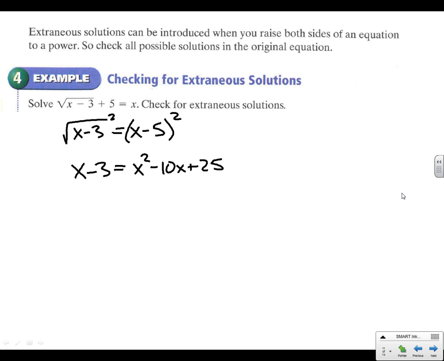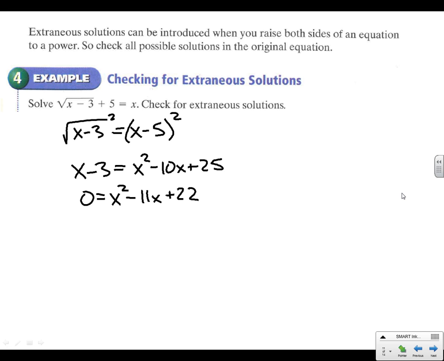And now we need 0 on one side. So this is where the skills check comes in. x squared minus 11x, and we're going to add, so plus 22. And so how do we get to 22 and add to 11 here? No, subtract to 11. 22 is 11 times 2.